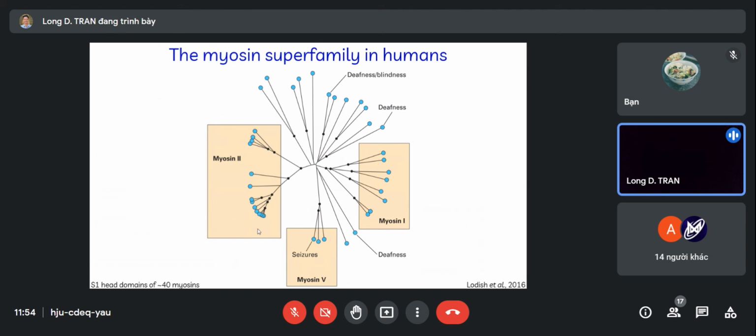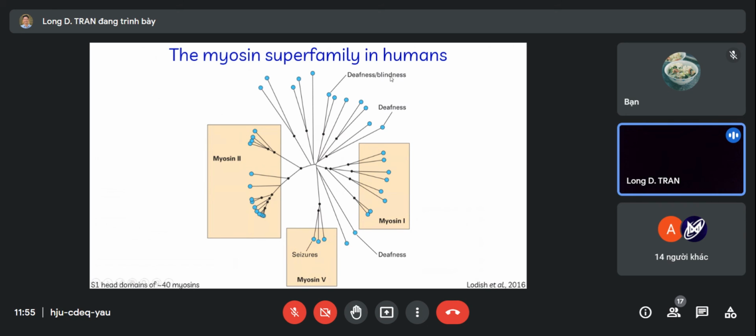Proteins that interact with actin are myosins. In the human genome, there are around 45 genes encoding for myosins, and by using the sequence of the S1 head domain of around 40 myosins, they can draw this phylogenetic tree to show the evolutionary relationship among different myosins.